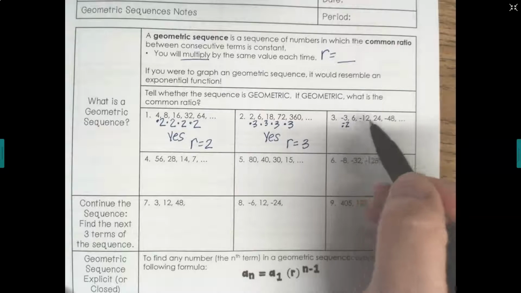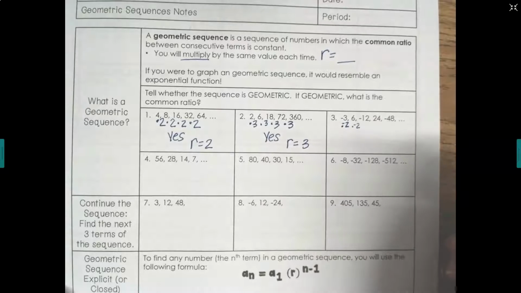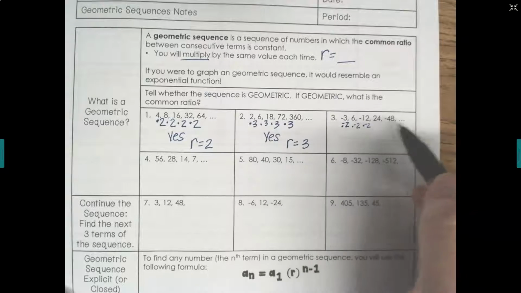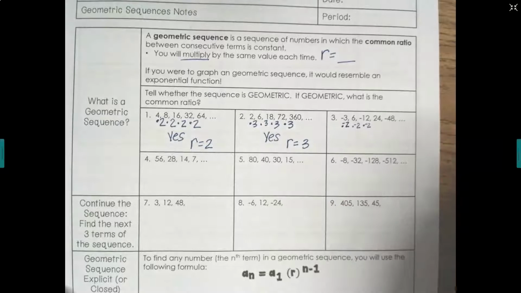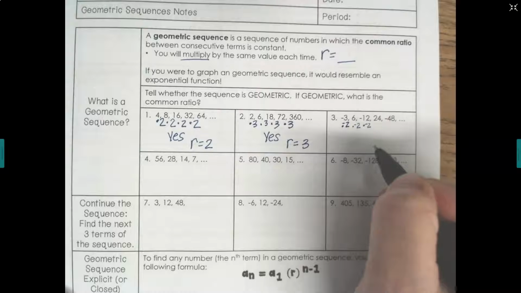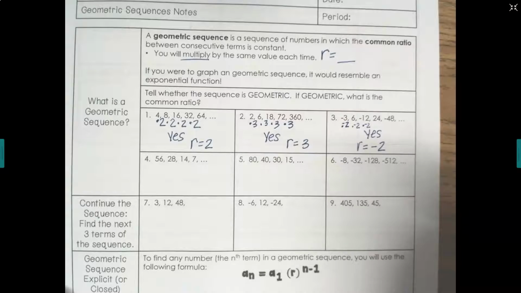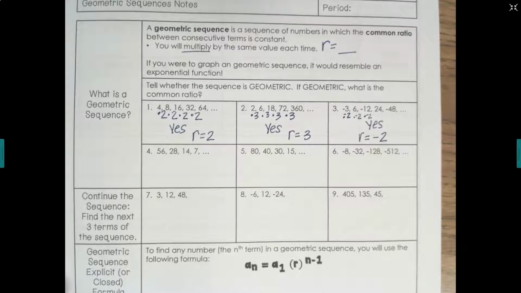Let's see if the pattern continues. Positive 6 times negative 2 is negative 12. Negative 12 times negative 2 is positive 24. So we're seeing the pattern. When you see alternating signs like that, if it's going to be a geometric sequence, you're going to have a common ratio that's a negative number. So yes, this is a geometric sequence with a common ratio of negative 2.